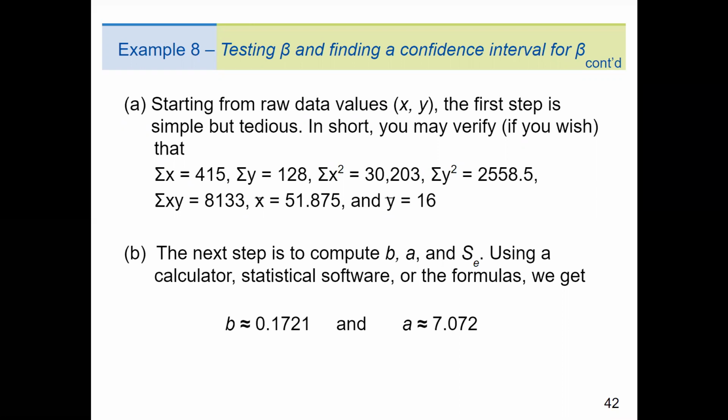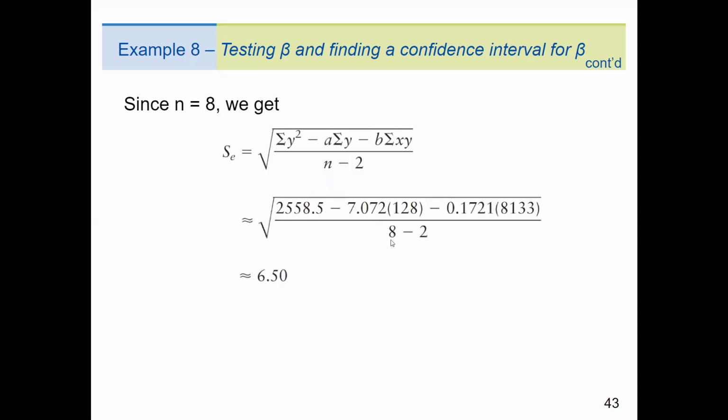The next step is to compute b, a, and s sub e. Using a calculator, statistical software, or the formulas, we get b roughly equal to 0.1721, a roughly equal to 7.072. And since n equals 8, we get s sub e equal to about 6.50.